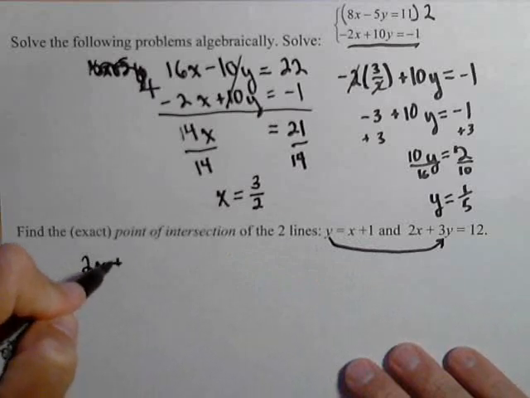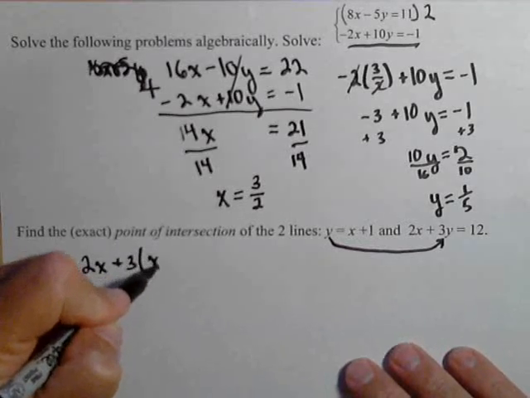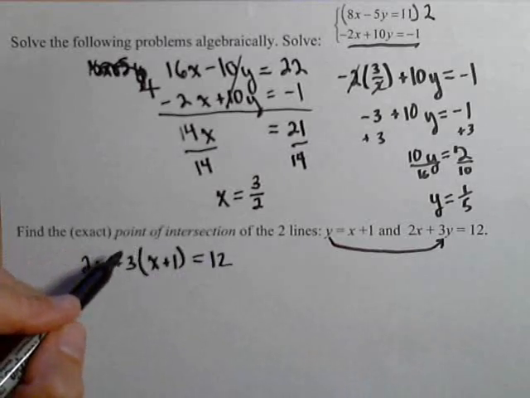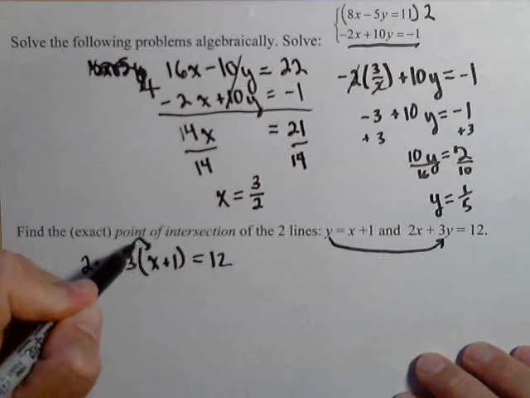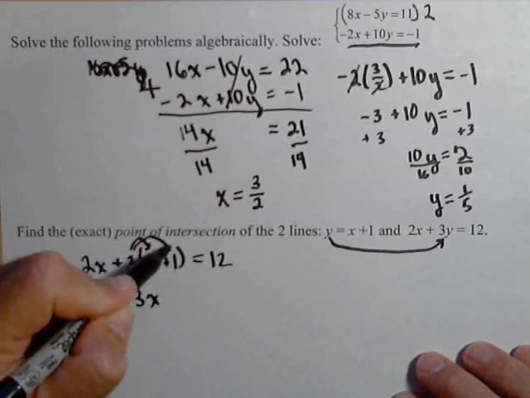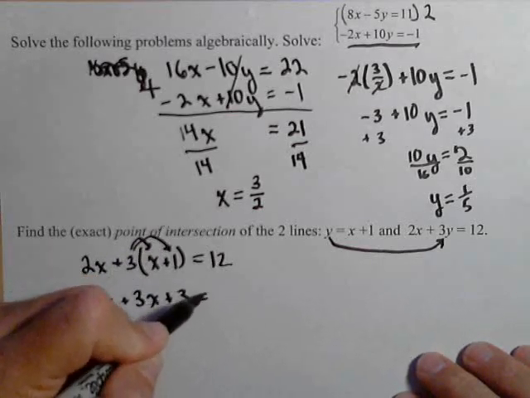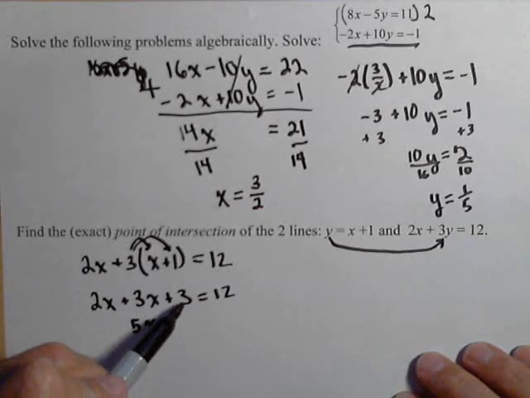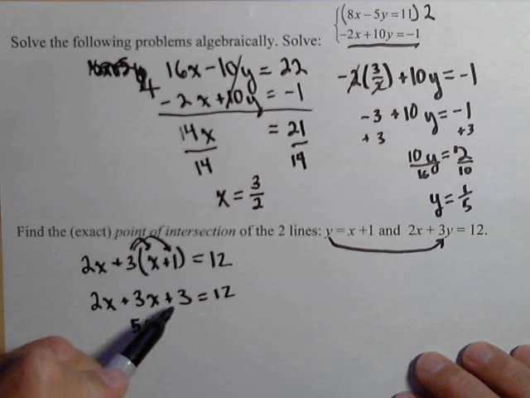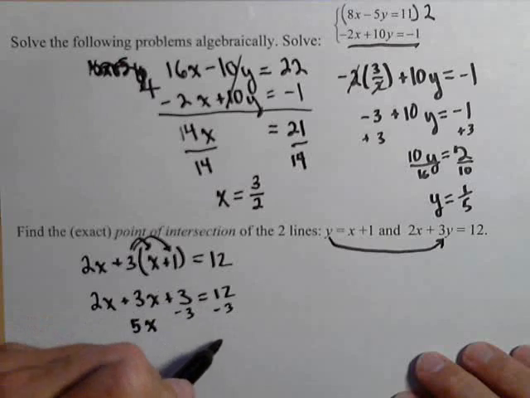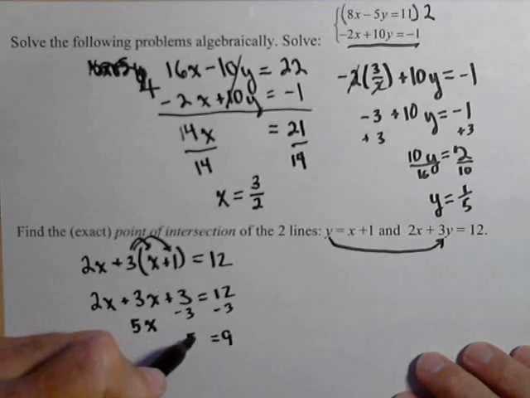So 2x plus 3 times (x plus 1) equals 12. And now we do need to get rid of those parentheses. So I'm going to distribute the 3. So I have 2x plus 3x plus 3 equals 12. So we can combine the x's. We get 5x. Let's go ahead and move this 3 to the other side. So subtracting 3 from both sides, we get 9. So 5x equals 9.